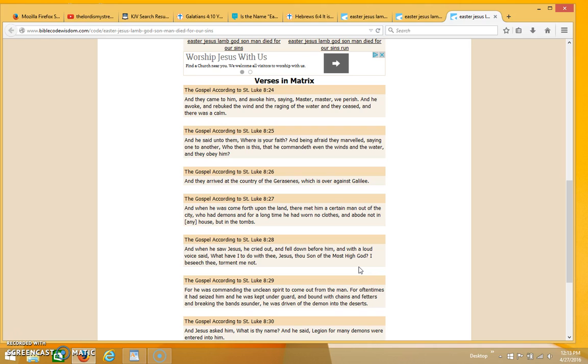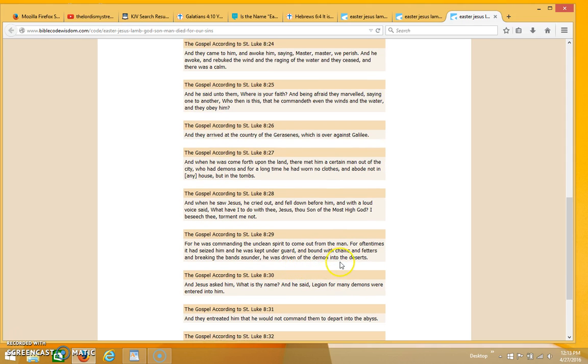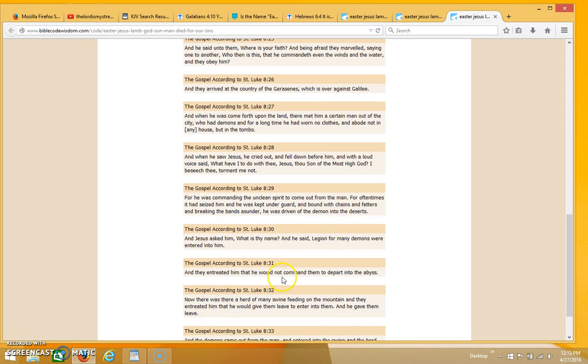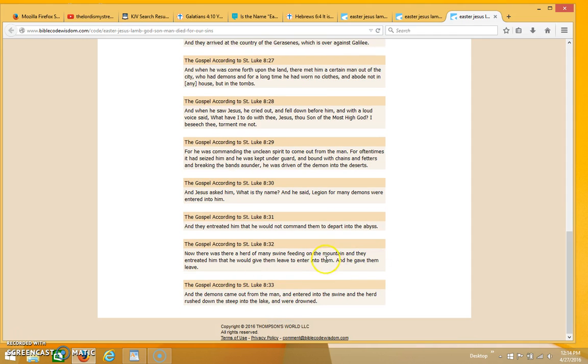For oftentimes it had seized him, and he was kept under guard, and bound with chains and fetters, and breaking the bands asunder, he was driven of the demon into the deserts. And Jesus asked him, What is thy name? And he said, Legion, for many demons were entered into him. And they entreated him that he would not command them to depart into the abyss. Now there was a herd of many swine feeding in the mountain, and they entreated him that he would give them leave to enter into them, and he gave them leave. And the demons came out from the man and entered into the swine, and the herd rushed down the steep into the lake and were drowned.